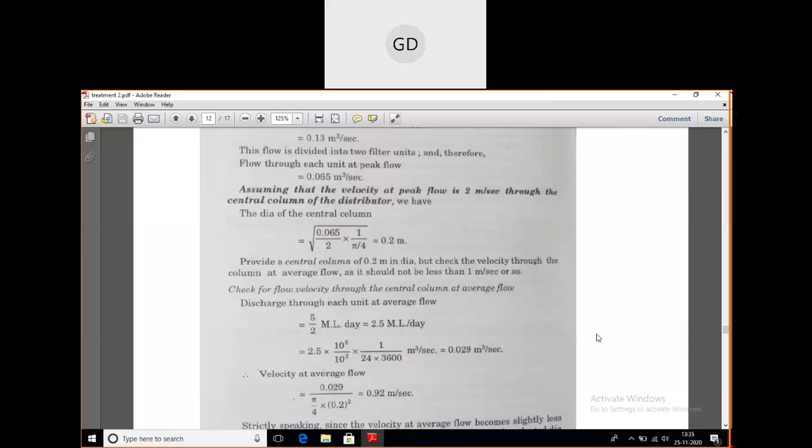So how will we find out? It is root over 0.065 divided by 2 into 1 by pi by 4. This formula gives the diameter. So it's 0.065 divided by 2 into 1 by pi by 4.